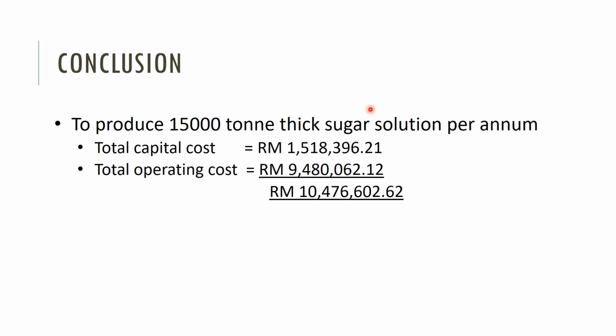The units used are cleaning, slicing, extractor, diffuser, presser, and clarifier, especially the carbonation, filtration, and evaporation. To produce 15,000 ton of thick sugar solution per annum, the total capital cost is around 1.5 million ringgit Malaysia, and the total operating cost is around 9 million ringgit Malaysia. So the total cost of our design is 10 million ringgit Malaysia.